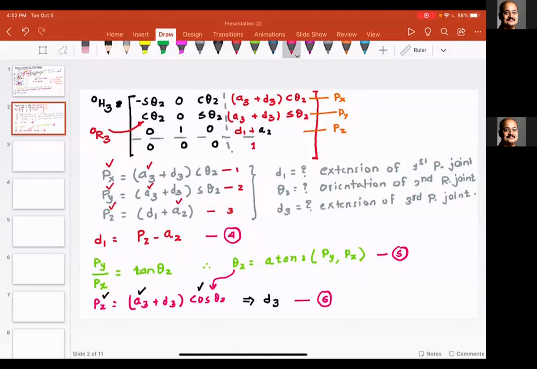Theta 2 is from here. Yeah, A tan 2. That's what I said. A tan 2, Py, Px. Okay. All right. Now, we'll talk about the linear algebra part a little bit later. But let me go to the next part.